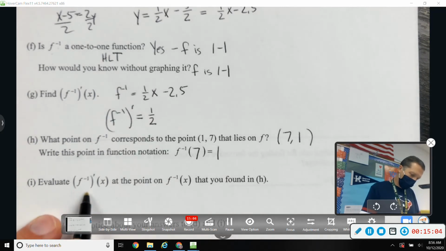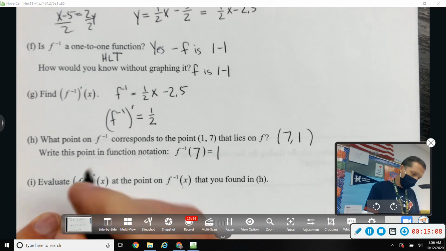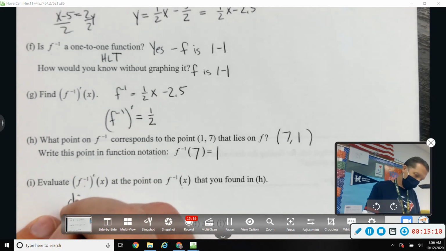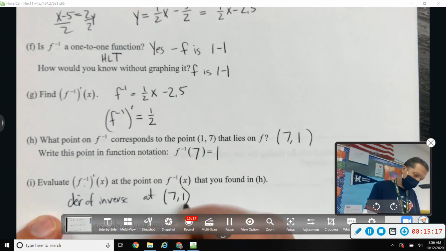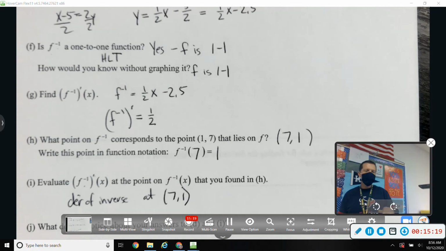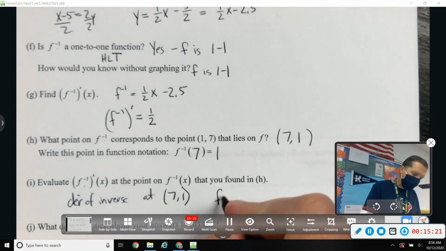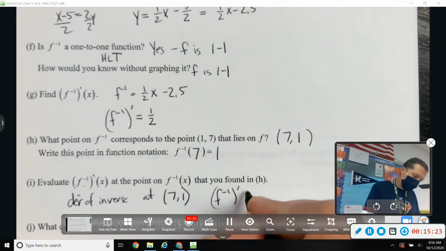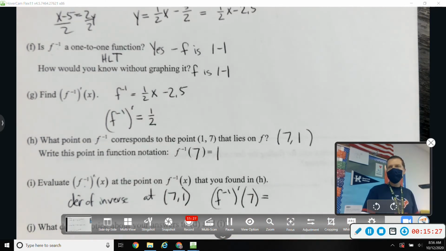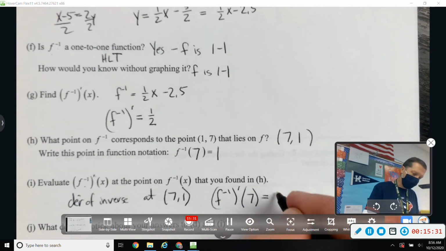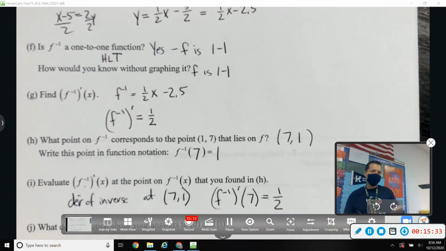All right, evaluate the derivative of the inverse at the point. Maybe words help. Derivative of the inverse at (7, 1). Well, we already did that. The derivative of the inverse at 7, and really the derivative of the inverse anywhere, the slope of the inverse is always 1/2.